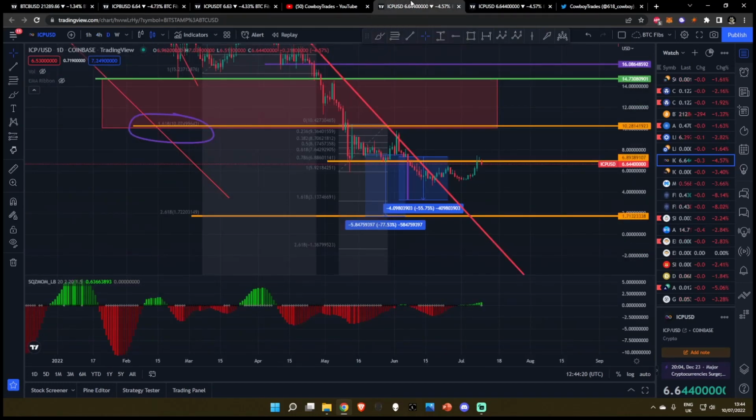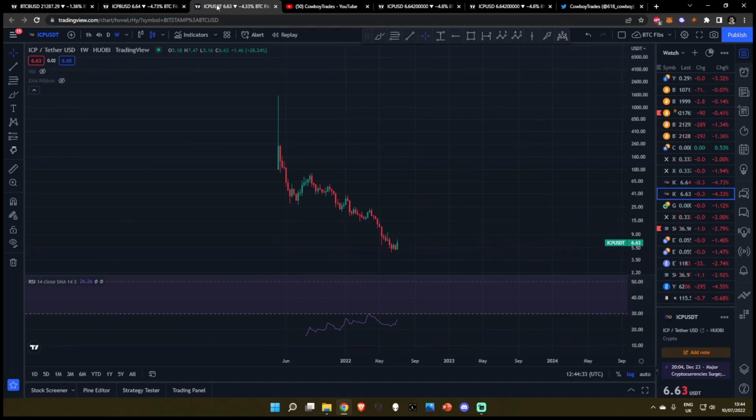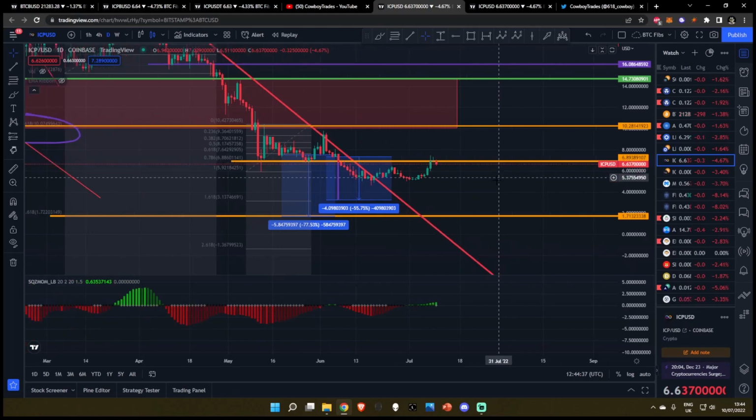In today's episode, I'm going to talk about the most recent bull trap that we are witnessing over on Internet Computer Protocol, and then I'm going to move into one of the most bearish divergence signals that I've ever seen in my entire life of trading. This really does look horrible, but first of all, let's jump into the lower time frame.